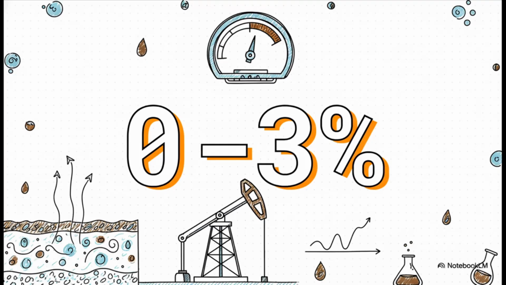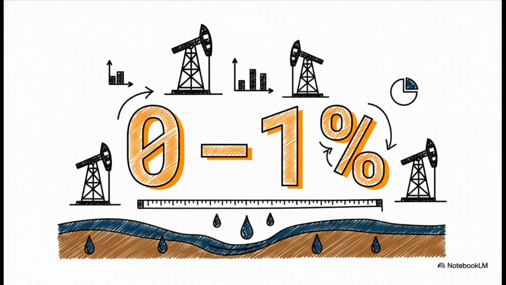Okay, but does it work? Let's look at the numbers. For something called bubble point pressure, that's the critical point where gas starts to break out of the oil, the expected variance is just 0 to 3%. That is an incredibly small margin of error for such a vital parameter. And it gets even better. For the oil volume factor, which is the metric that directly translates into how many billions of dollars worth of oil are in the ground, the variance is between 0 and 1%. I mean, getting that number right is absolutely critical, and this level of accuracy on site is just phenomenal.